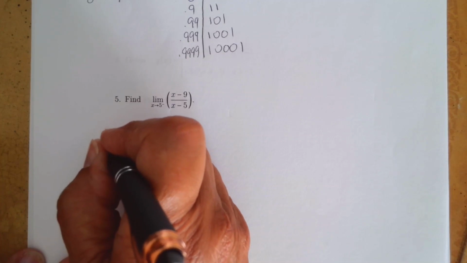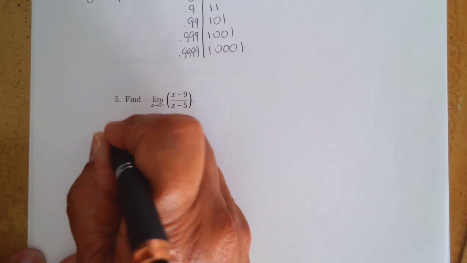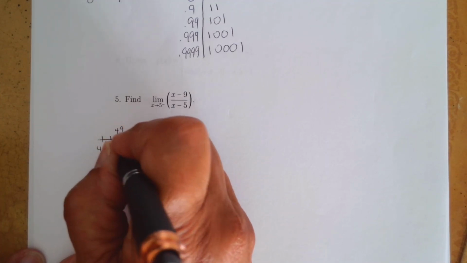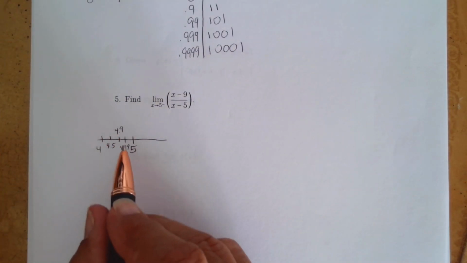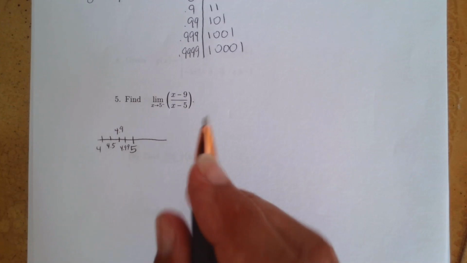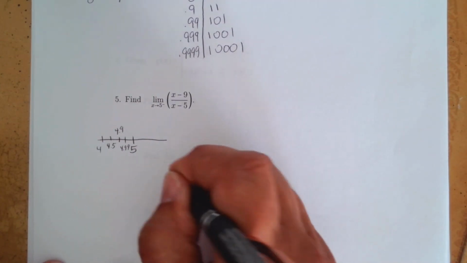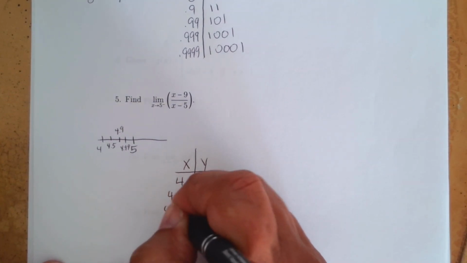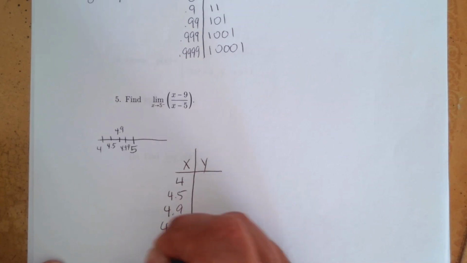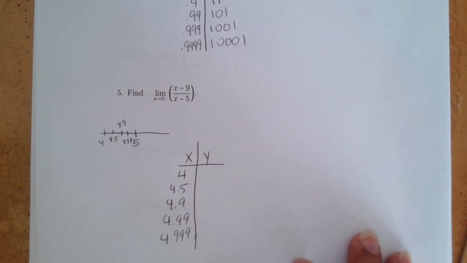So we can do 4, we can do 4.5, we can do 4.9, 4.99. We're going to get closer and closer and closer to 5. It doesn't really matter the numbers you pick, just at the end you want numbers really close to that. Okay, so we're going to pick those numbers. We may have to get bigger, but I think that's good. And we could do 4.999.